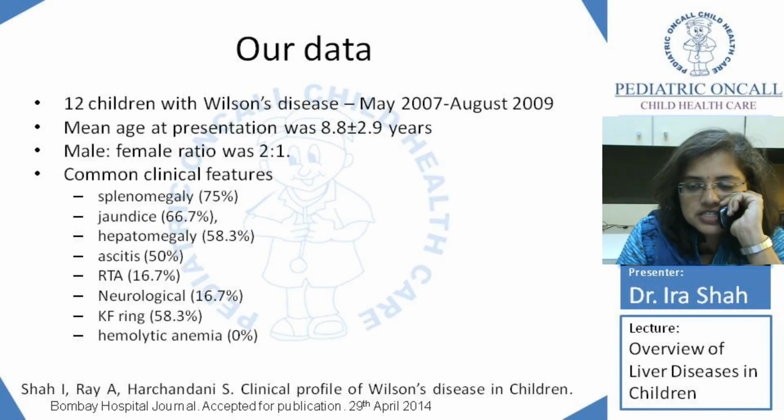From the year 2007 to 2009, in the span of 2 years, we had 12 children with Wilson's. Mean age of presentation was 8.8 years. Most common symptoms were splenomegaly, jaundice, hepatomegaly, ascites, RTA. Neurological was rare. KF ring was present in almost half of them, and hemolytic anemia.